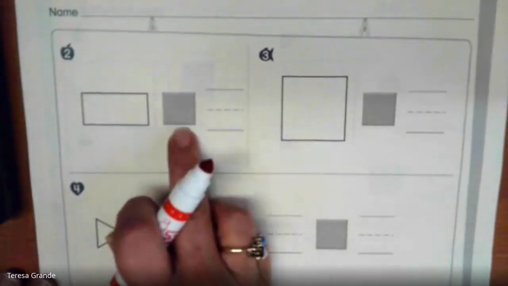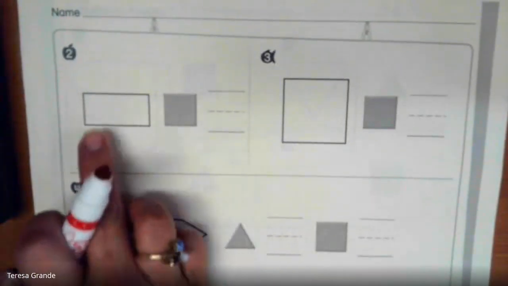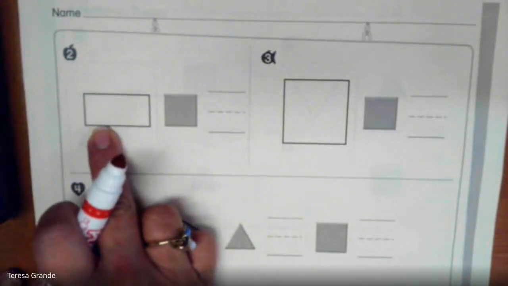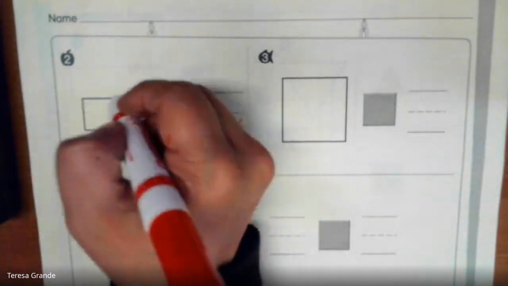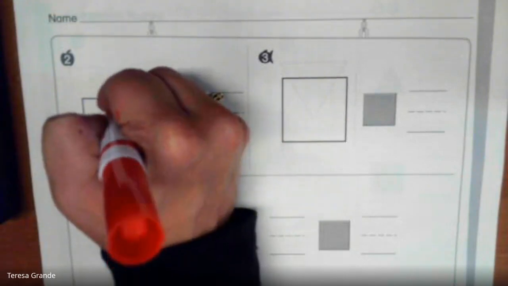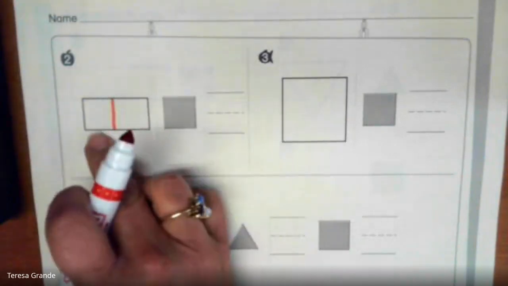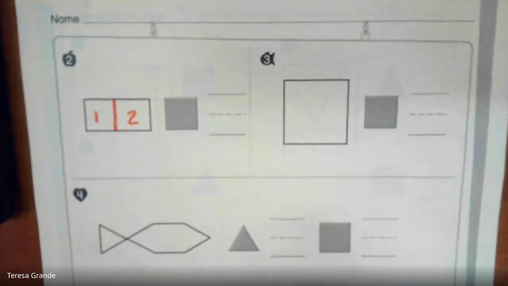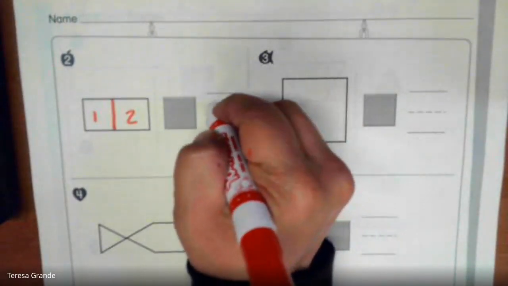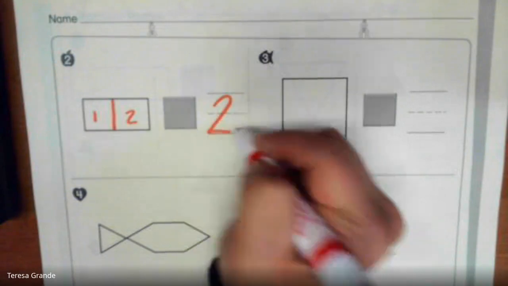Now let's see how many squares we can make out of one rectangle. Let's take a look. I think we can make 1, 2 squares out of one rectangle. Let's write the number 2.